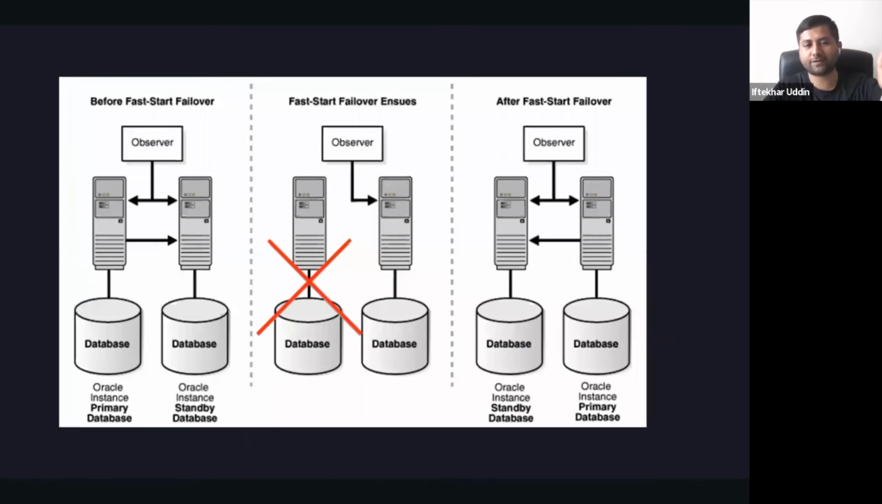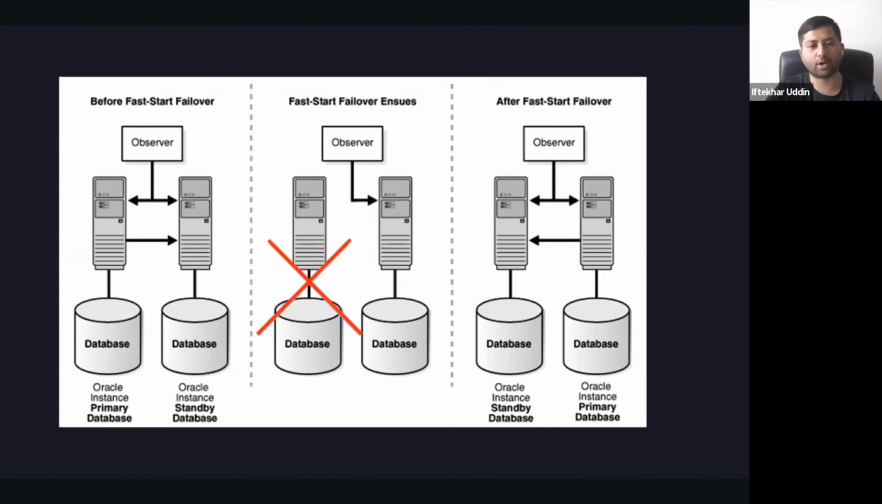If you look at the leftmost image, there are three things: an observer and two databases with their servers. The left one is the primary database and the right one is the standby. The observer essentially monitors the primary and the standby, and it ensures that both systems are running. Now, if something happens to the primary database, say it becomes corrupt somehow, like in the middle picture, then both the observer and the standby database will lose connectivity with the primary.